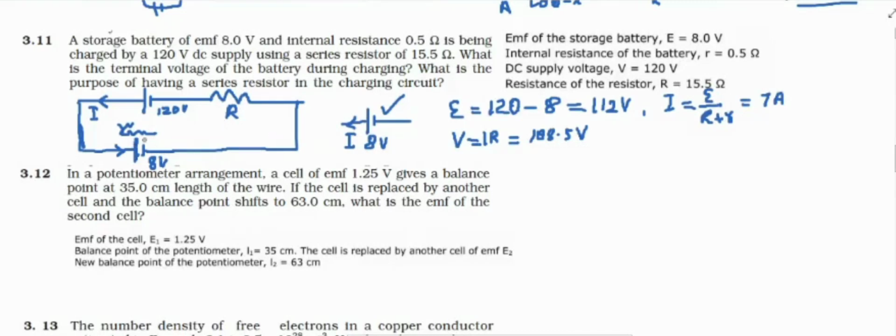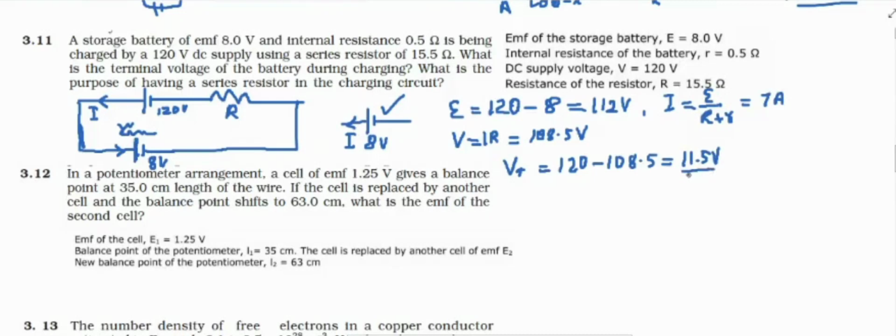The remaining voltage is dropped across the terminals of this 8 volt battery. So how much is the remaining voltage? The terminal voltage of the 8 volt battery. I am going to write VT here. It is the total applied voltage 120 minus the voltage lost across capital R, that is 108.5. Therefore, terminal voltage is equal to 11.5 volt.